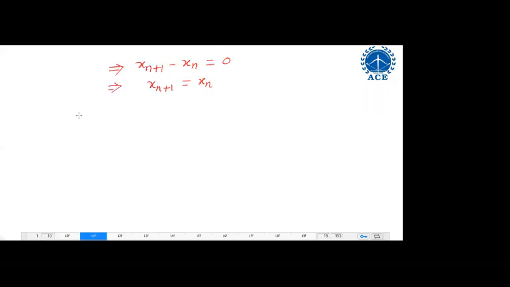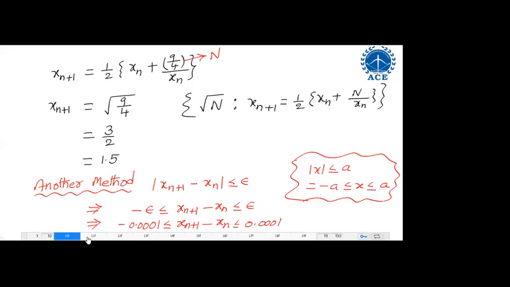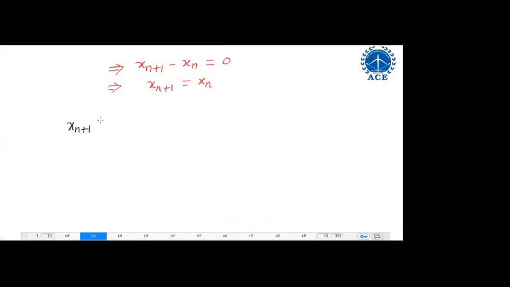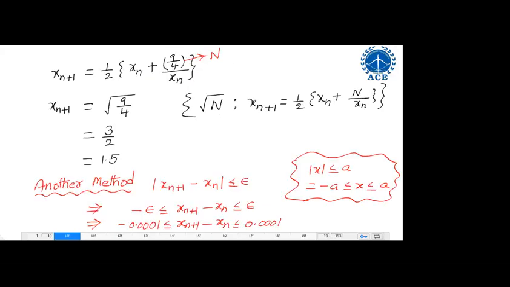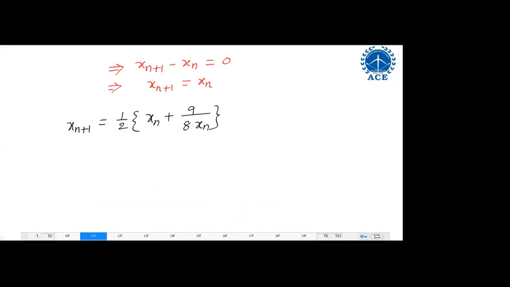So in the original iteration formula, what is the original function we were given? xn plus 1 is equal to 1 by 2 into xn plus 9 by 8xn. Now, whenever the question asks which of the following the particular method is convergent to, in all such cases, simply substitute xn plus 1 is equal to xn. That's it. We will get the answer.